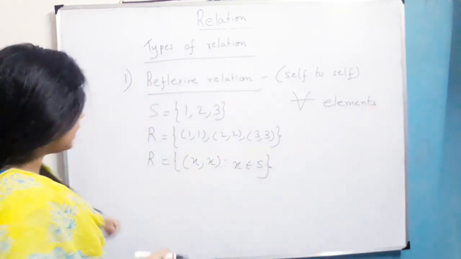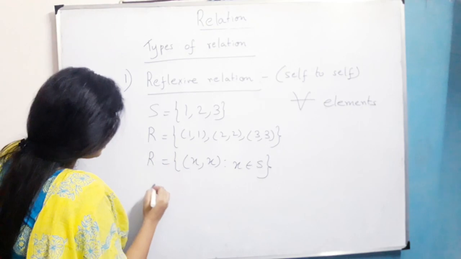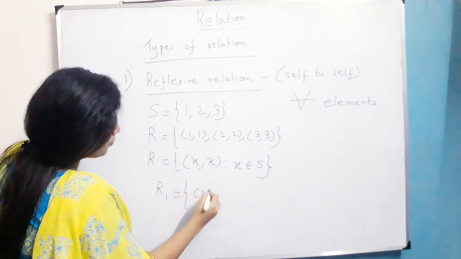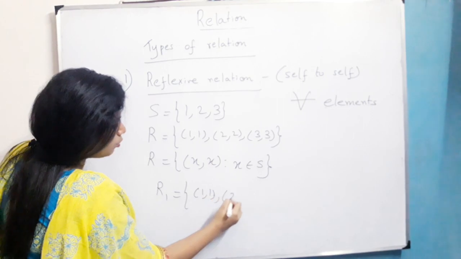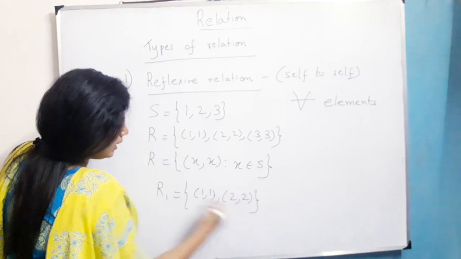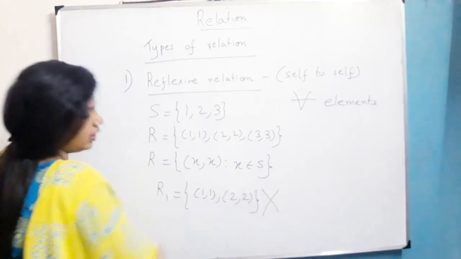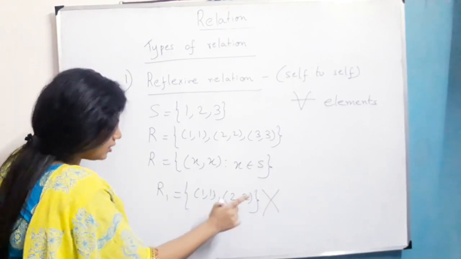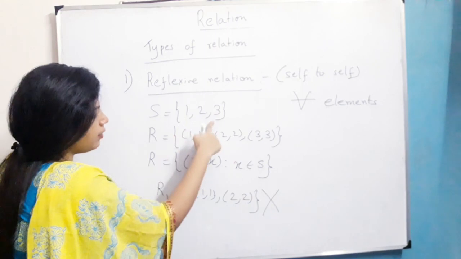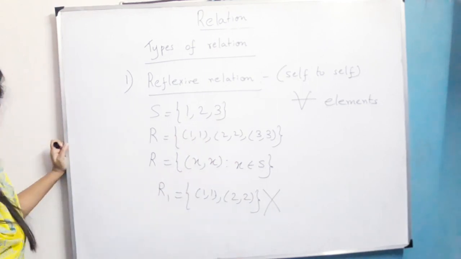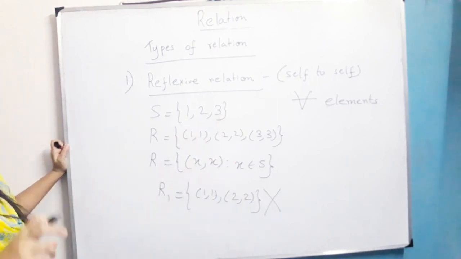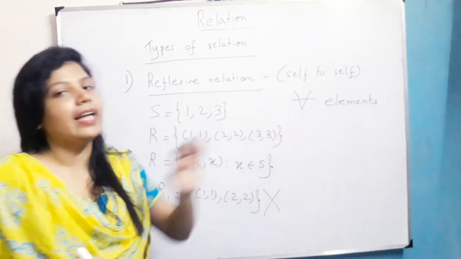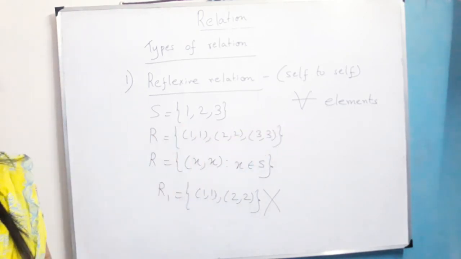Suppose I am taking R1 equals to {(1,1), (2,2)}. It is not a reflexive relation. Why? Because it does not hold for all the elements of the set. If a relation holds for all the elements, that one is called a reflexive relation.